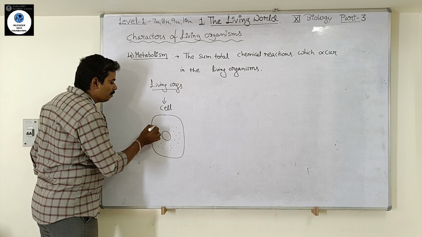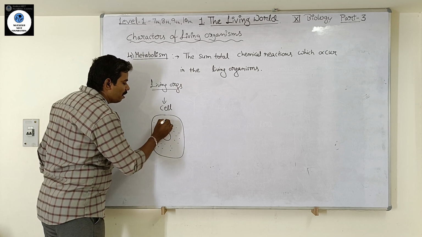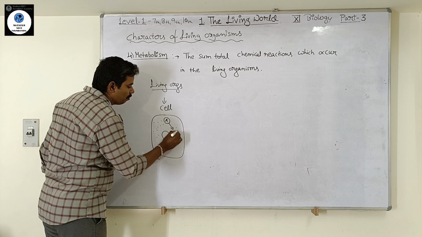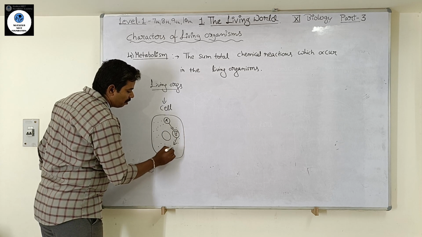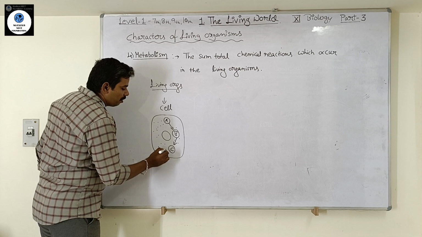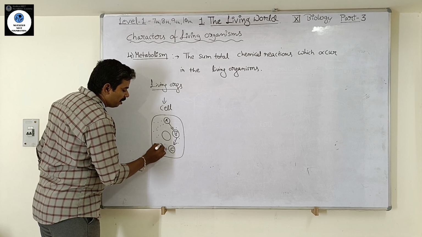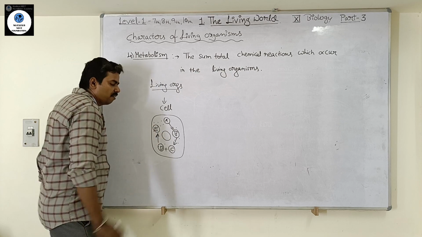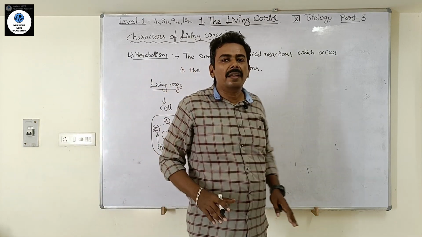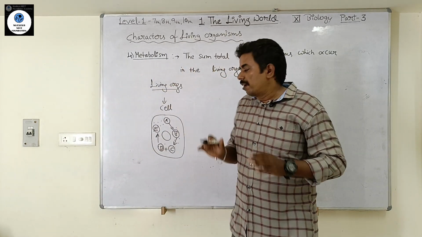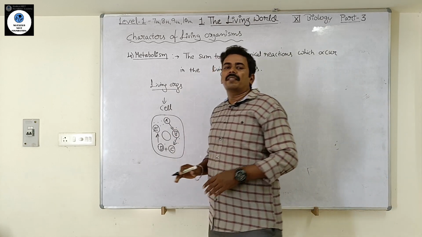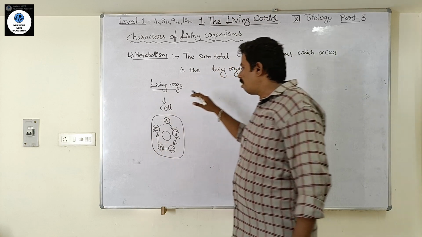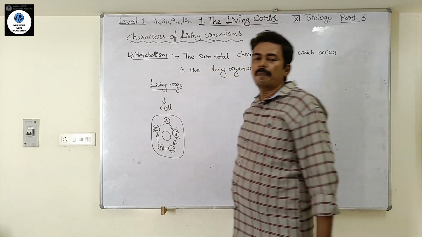Several reactions will be taking place one after another, where a molecule, say a molecule called A, will be converted to molecule B, molecule B will be converted into molecule C, and molecule C will combine with molecule D and give rise to another molecule called E. So this type of chemical reaction is going to occur continuously inside the cells. Such chemical reactions put all together, we call it metabolism.